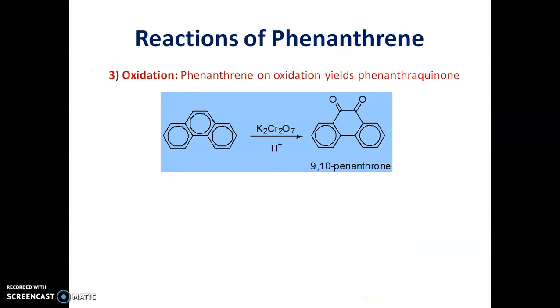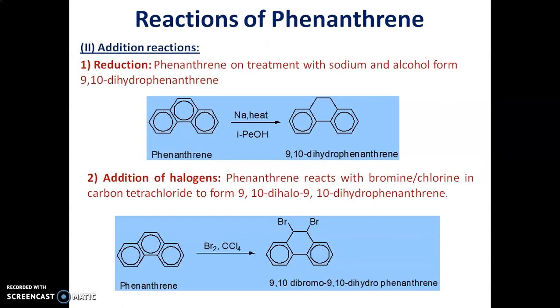Oxidation of phenanthrene yields phenanthraquinone as the final compound. So we can subject phenanthrene ring to oxidation in presence of potassium dichromate to give 9,10-phenanthrenequinone as the end product. Let us discuss the addition reactions of phenanthrene.